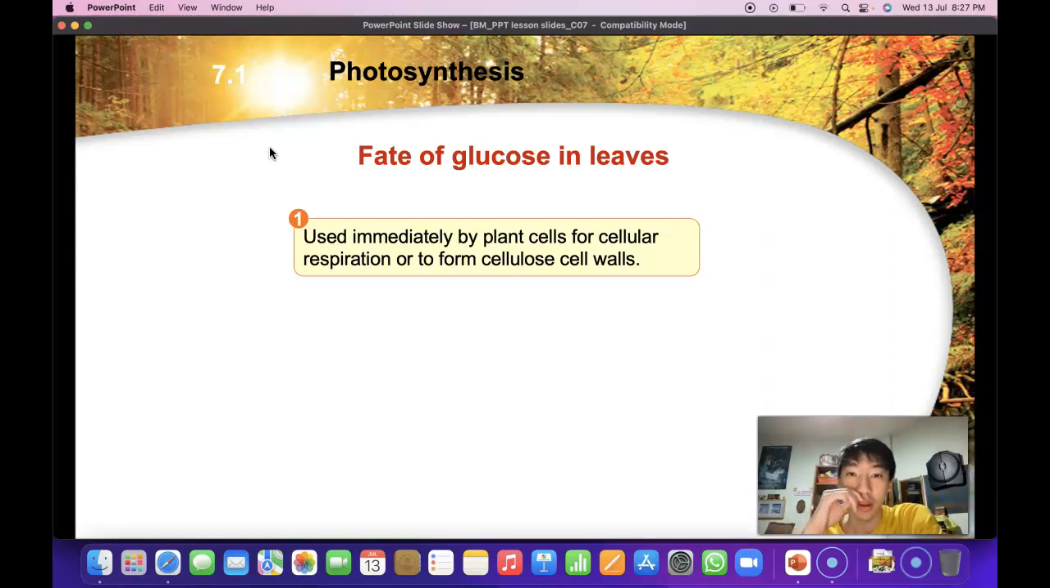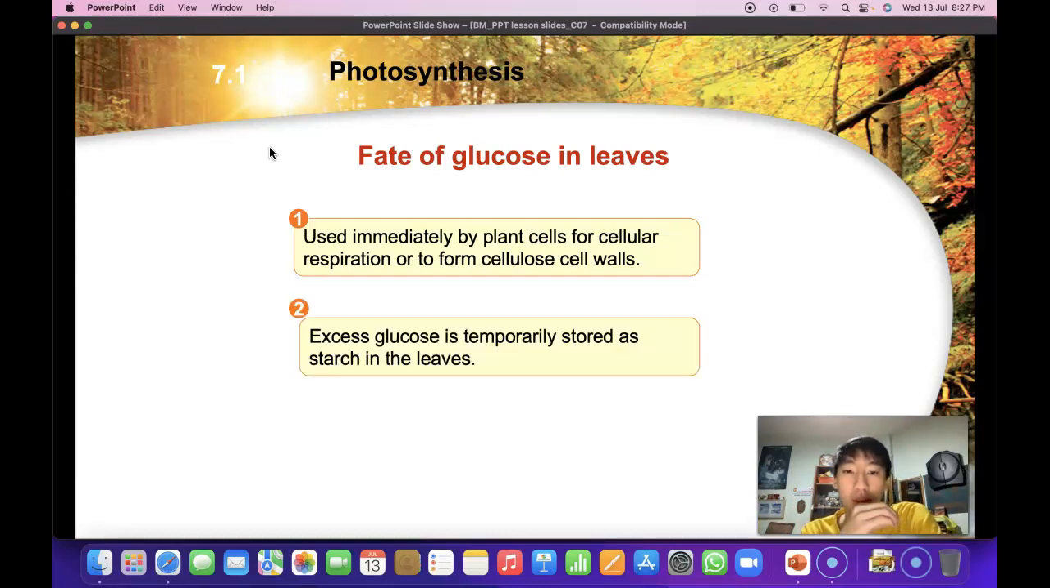Second, the glucose can be converted into cellulose, right? And the cellulose is found in the cell wall. So the cell wall provides a structure for the cell and it protects the cell. Number 2, excess glucose can be stored temporarily as starch in the leaves.